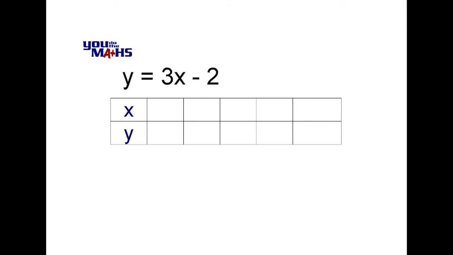The question then becomes, how many values do we need to place in the table? Well, this is a straight line graph. Y equals 3x minus 2 represents a straight line. And if we're going to graph a straight line, you ultimately need 2 points, because if you've got 2 points you can join them up to form a line.